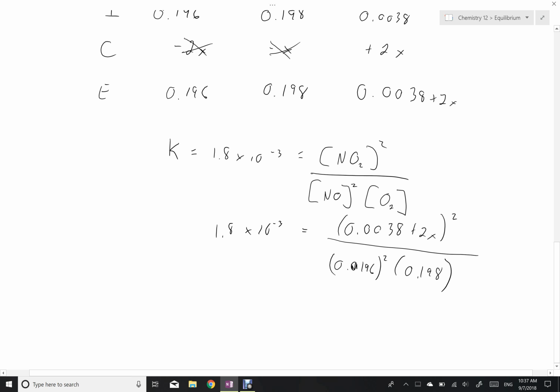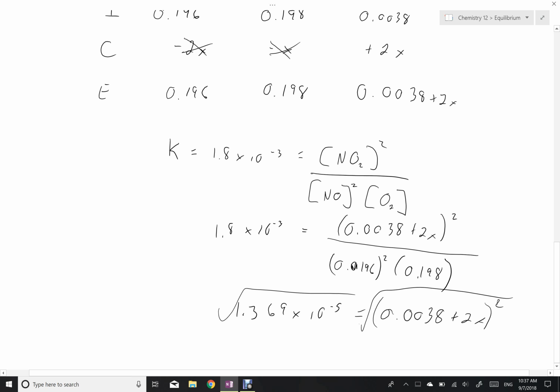I'm going to take the bottom numbers and the left number and combine them all into one number, and then I'll be able to square root this to make the solving of it easier. So this just ends up being 1.369 times 10 to the negative 5. And now I'm going to square root both sides.